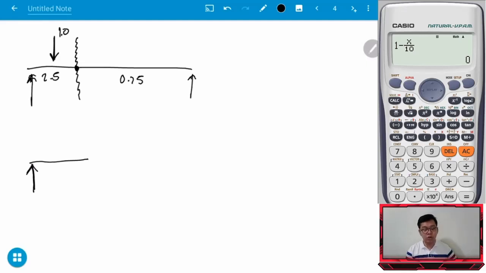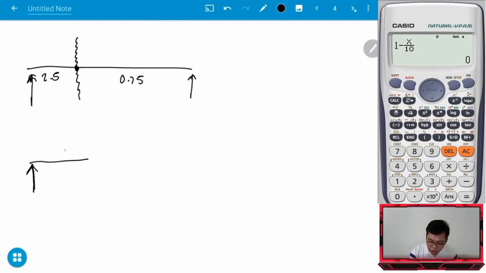Yan. Nandyan siguro yung load. Okay? And then the second equation, ito yung gagamitin mo. Nandito na siguro yung load na 1.0. Yan. But at variable, okay? Variable X. Okay? So anyway, let's try to solve, guys.